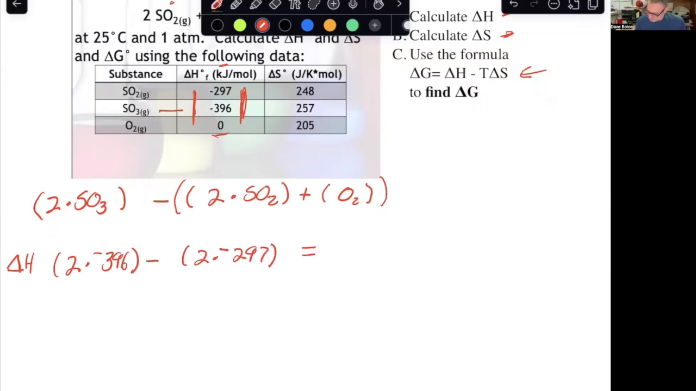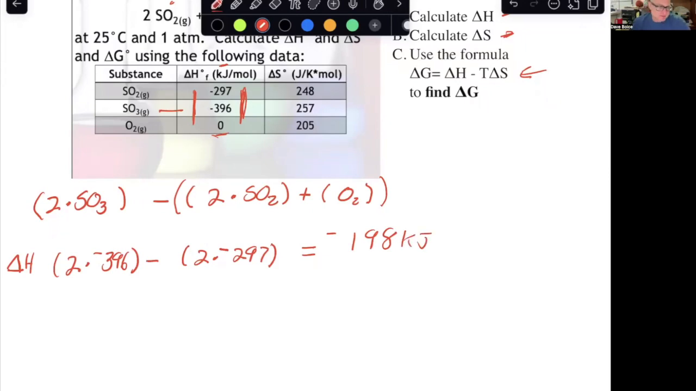Okay, so let's throw this on the calculator, and that's going to be parentheses 2 times negative 396, close parentheses, minus parentheses 2 times negative 297, and that is going to equal negative 198. And that is, of course, in kilojoules.